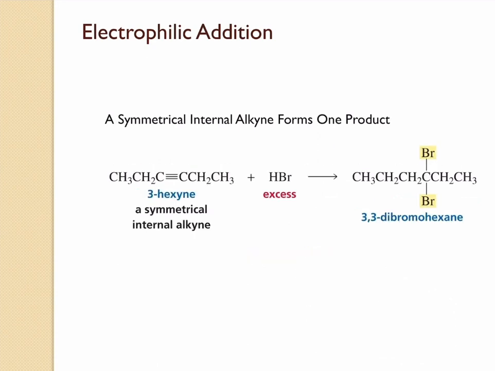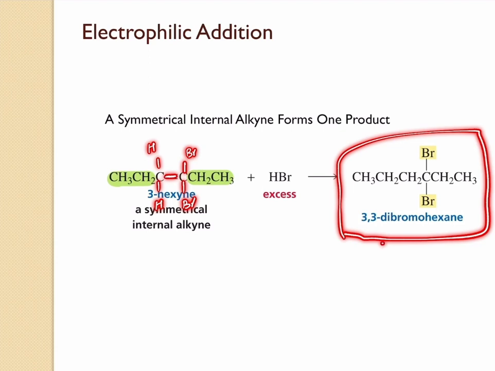In the case of a symmetrical internal alkyne, it's going to form only one product because it has exactly the same substituent across the triple bond. So we have an ethyl group here. We also have an ethyl group here. So if the hydrogen is going to get added to this carbon, the two bromines are going to get added to this carbon. And this is the product that you will be getting, right?